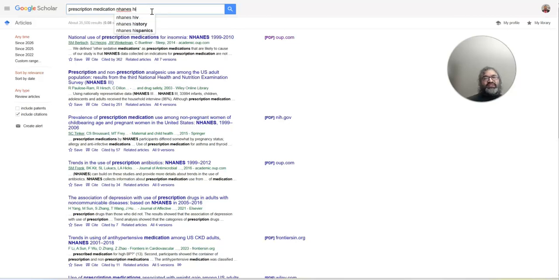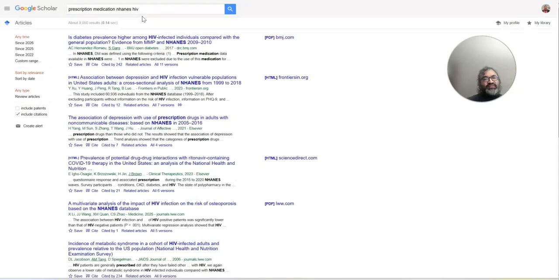So this is all using NHANES. You can do the same thing with the National Health Interview Survey, but they don't have a robust medication list there. So NHANES is the best place to do this. There are papers on HIV-infected individuals 2009 to 2010, and some papers on prescription drugs like 2005 to 2016. Of course, this paper is not available, but it might be available through your university database.